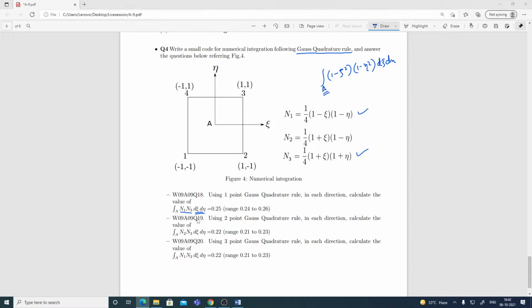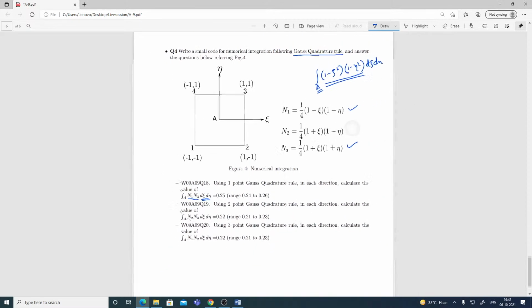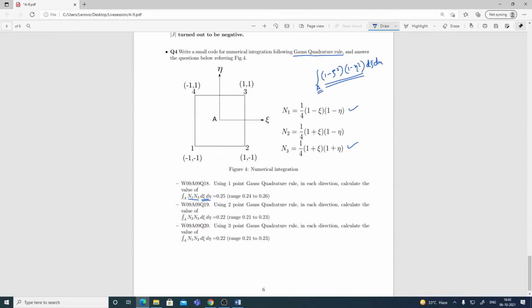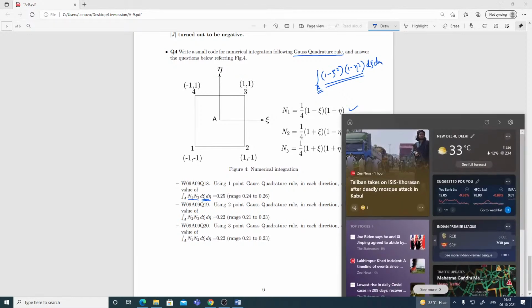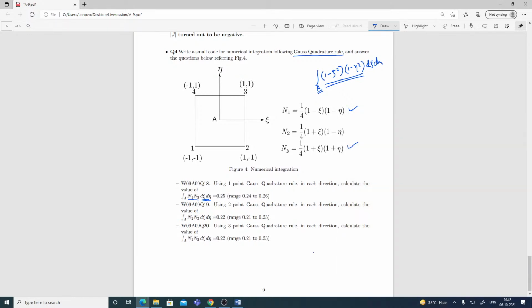The main idea here is, as you can see, your integrand has quadratic terms. If you simplify it, you have 1, xi square, eta square, and xi square eta square. So you have quadratic terms, monomials, and in the product term you will have biquadratic terms.